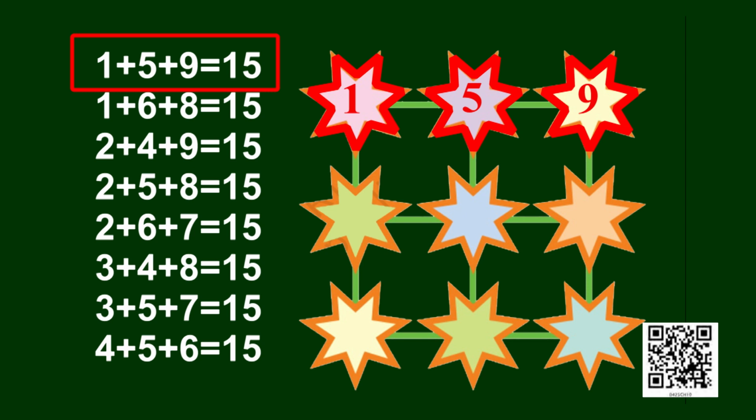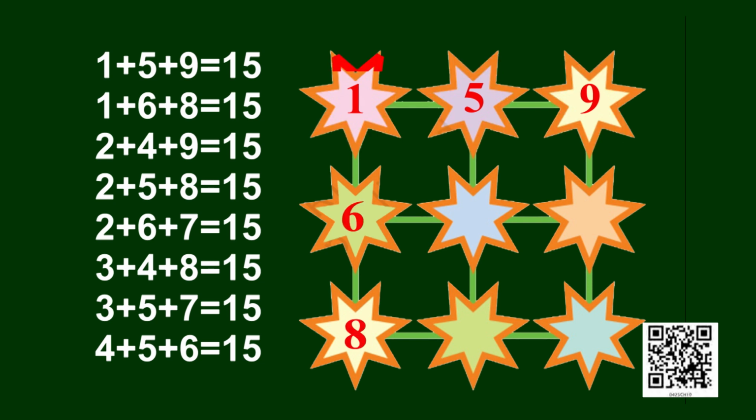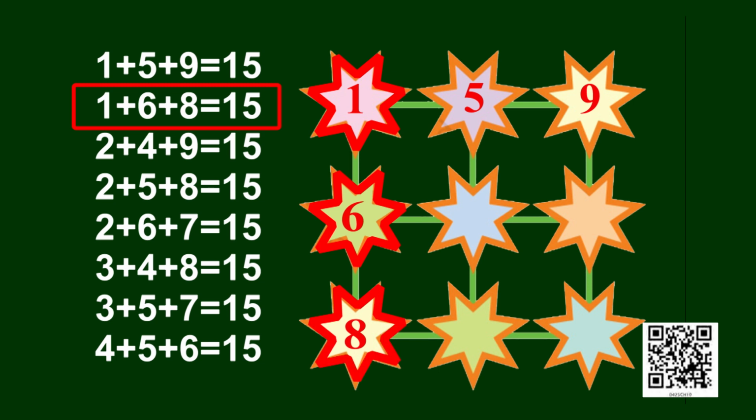Now, look at this first vertical one. Anyway, we have written 1 in the first star. So, in the second star just below it, what should come? Any other combination of 1. We have already written 1 plus 5 plus 9. So, we cannot use that. Which is the other possible combination? Yes, it is 1 plus 6 plus 8, which also gives you 15.